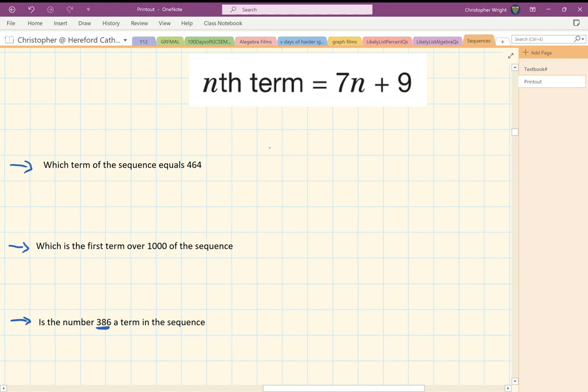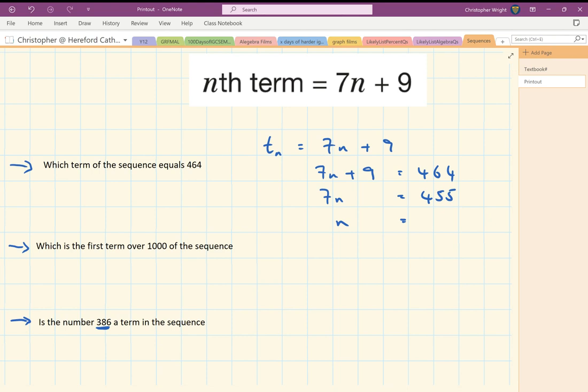So we've got the nth term is 7n plus 9, and we're being asked to find out which term of the sequence equals 464. So I need to have 7n plus 9, the term of the sequence, equaling 464, and I have to solve that equation to find which n will give me that answer. So if I do 455 divided by 7, I get 65. So in fact, it's the 65th term of the sequence which equals 464. What about the second one?